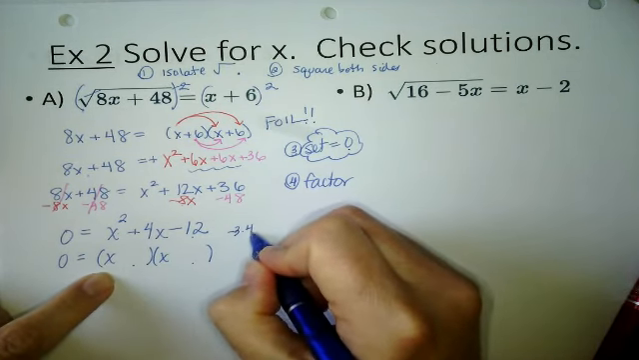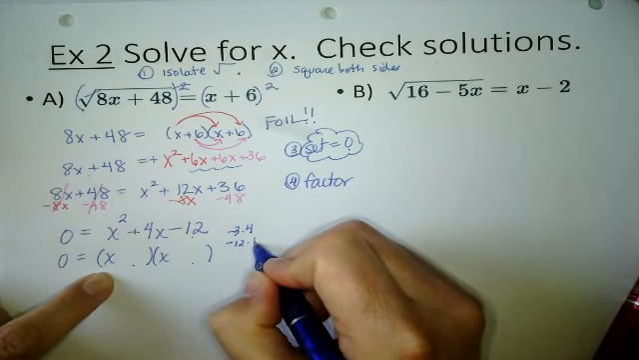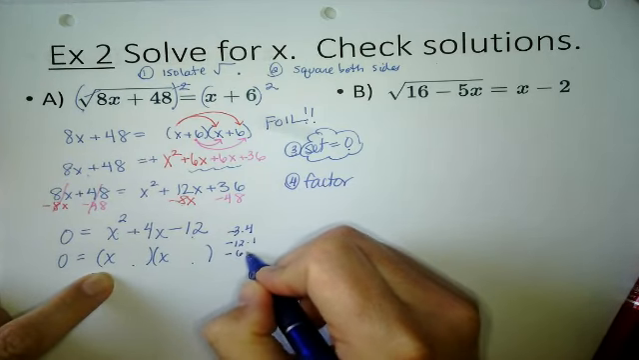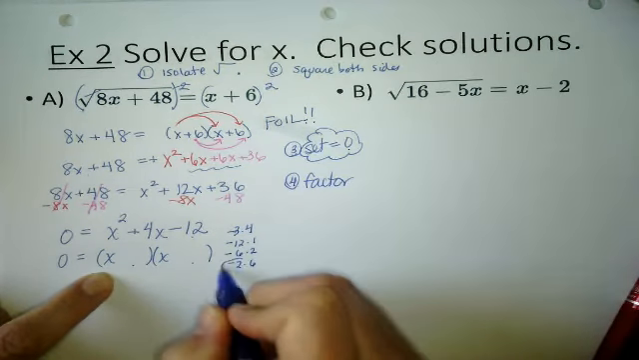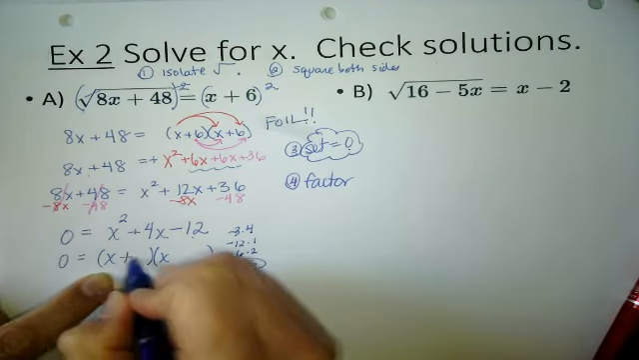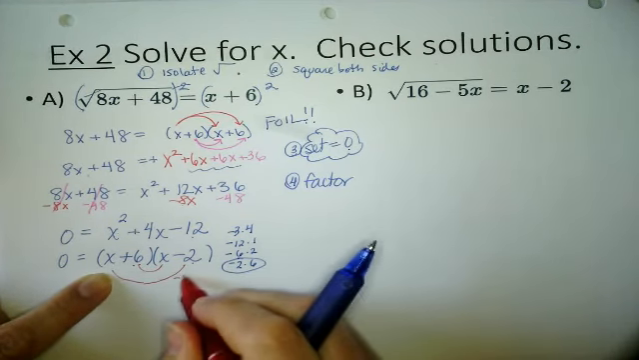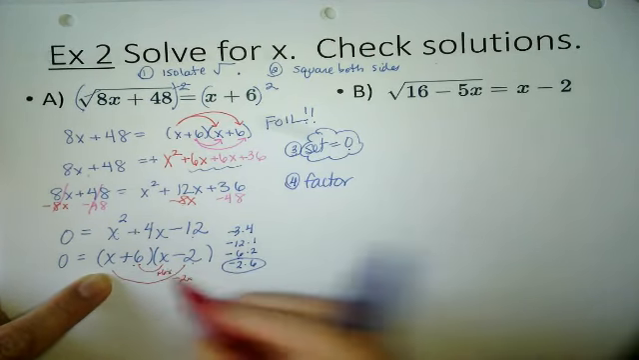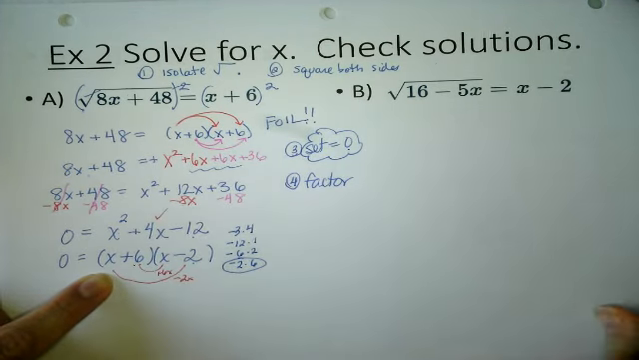Negative 3 times 4, negative 4 times 3, negative 12 times 1, negative 6 times 2, or negative 2 times 6. Winner, winner, winner. Positive 6 and negative 2. Remember that you can always check the rainbow to make sure that you did it correctly. Negative 2x plus 6x is 4x, and that's where that middle term comes from.